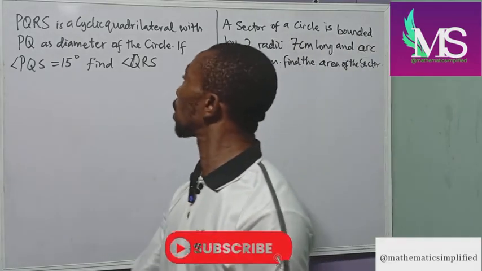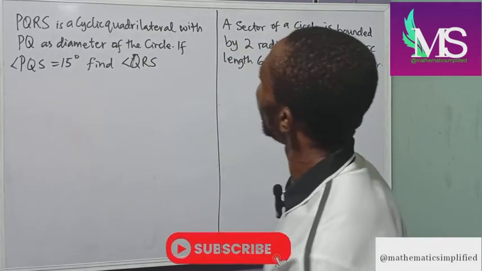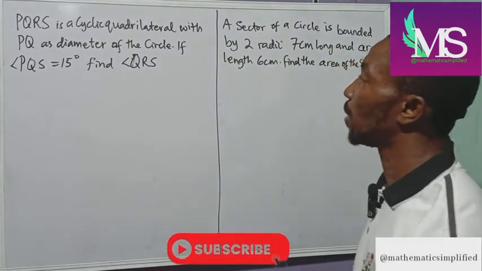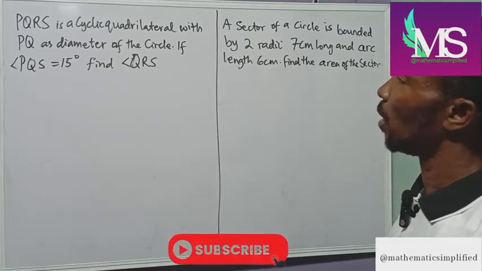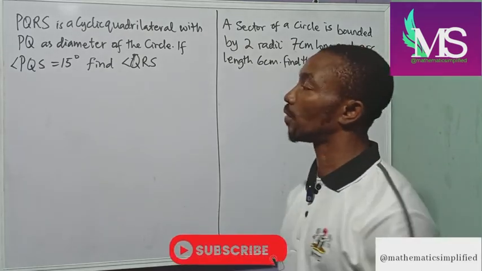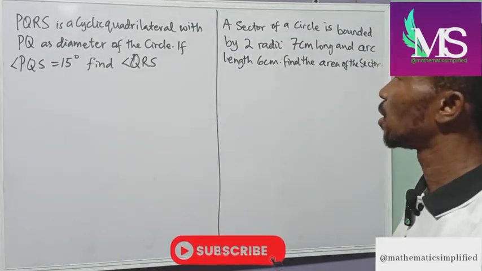PQRS is a cyclic quadrilateral with PQ as diameter of the circle. If PQS is 15 degrees, find QRS.